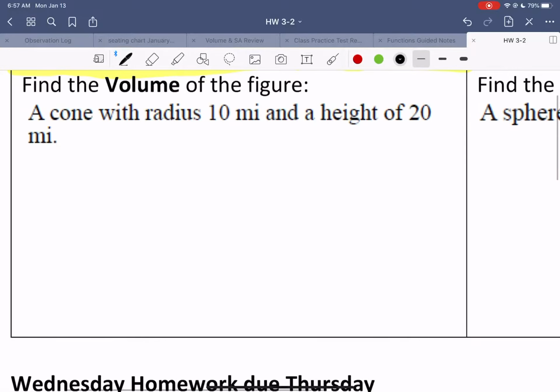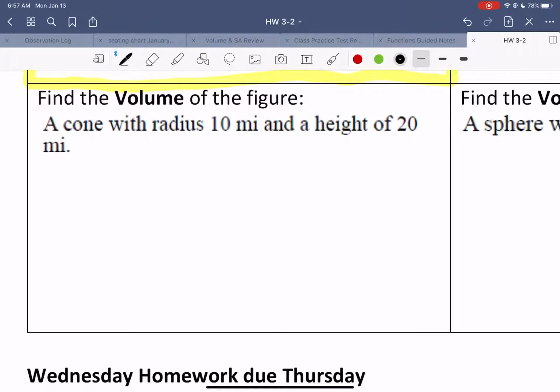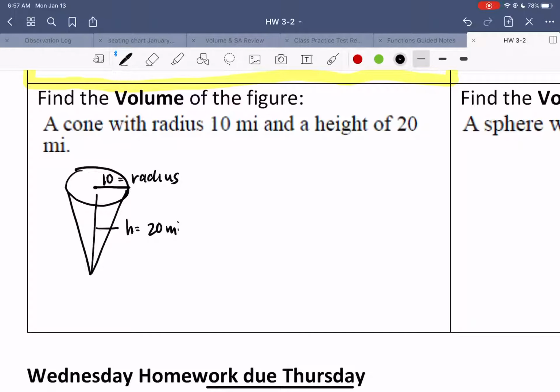We're going to go ahead and move over here. It says find the volume of a figure. And this time we have a cone. So I'm going to go ahead and do my best to draw a cone. This says a cone with a radius of 10 miles and a height of 20 miles. So I'm going to go ahead and draw my radius. 10 equals radius. And then we have our height. H equals 20 miles.